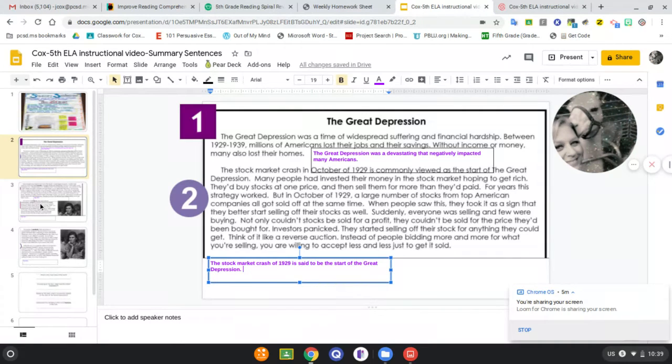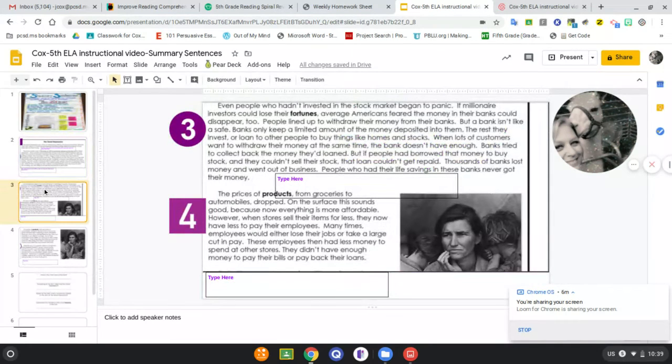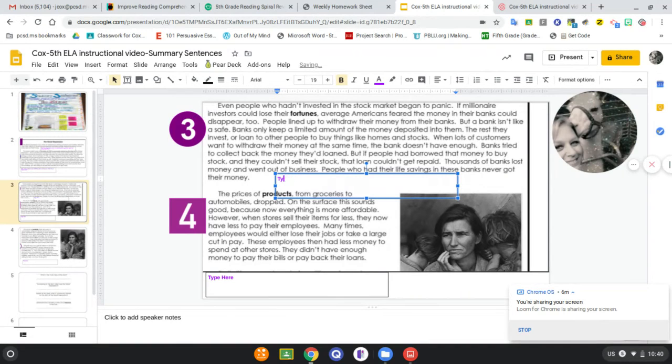Okay, let's move on to sections 3, 4, and 5. Here in section 3, I have read it for the second time, and I'm ready to do my summary sentence yet again. I noticed that there's a bold word, fortunes, and I noticed that money is repeated, and stocks again are money, and that's directly related to money.